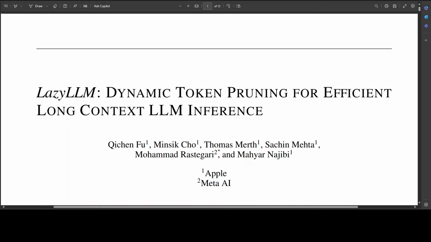Lazy LLM is an efficient inference technique. This technique, in particular, is useful for long context scenarios. Let me explain. In this paper, they are discussing optimizing the inference process of transformer based large language models like Llama, and there are various others.